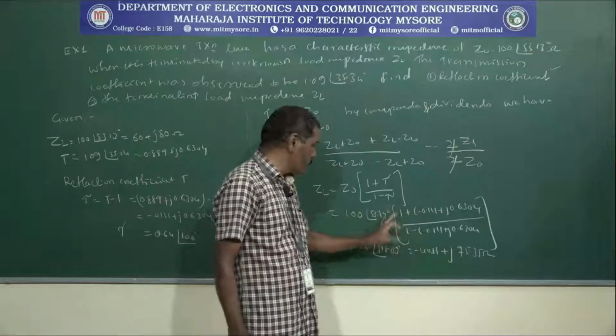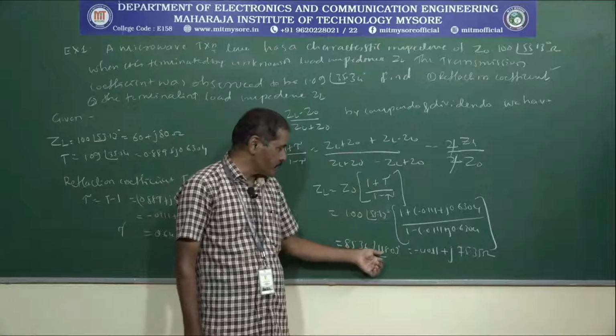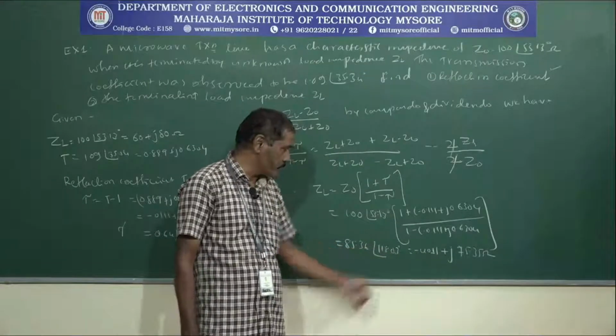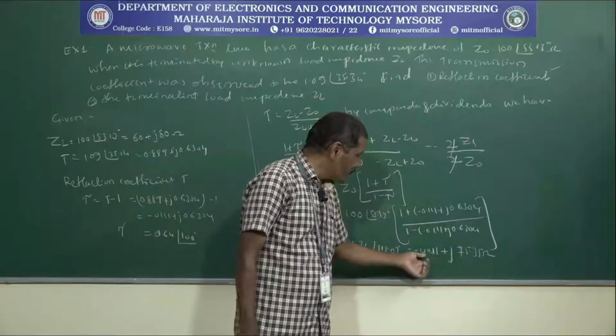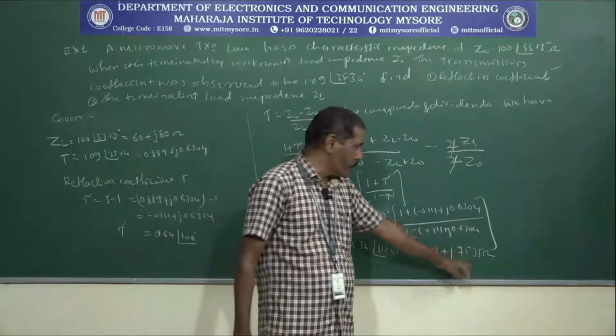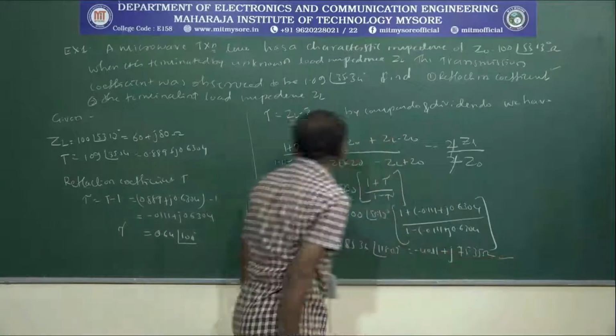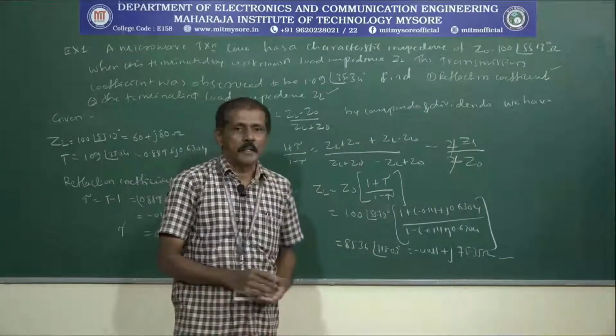Substitute these values. If you simplify, I am going to get the value as 85.36 at an angle of 118.03 degrees. Now, convert it into rectangular form. Okay, then it becomes 40.11 plus j 75.35. So, this value is the terminating load impedance.